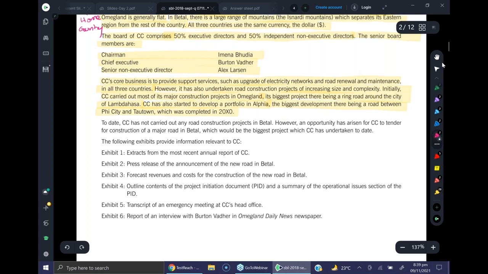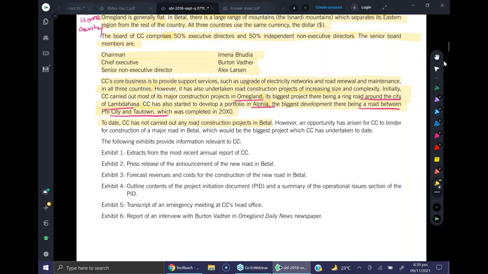So the biggest project in Omegland is the ring road around the city of Lamdasha, and the biggest project in Elfia is the road between Fee City and Tow Town, right? So they have already spoken about two countries. To date, CC has not carried out any road construction projects in Beetle. So they haven't done any road construction projects in Beetle, the third country.